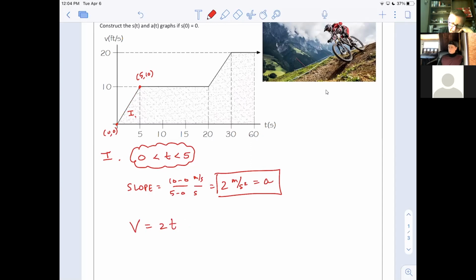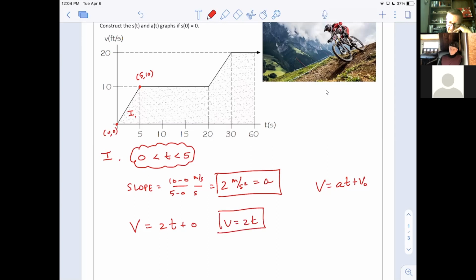And then what's its initial speed? What speed did it start at? Since velocity, remember, is acceleration times time plus initial velocity. What was its initial velocity? There you are. At time 0, this is a velocity graph. Its velocity was 0. So there is no velocity. So now I have my velocity equation, 2 times time.